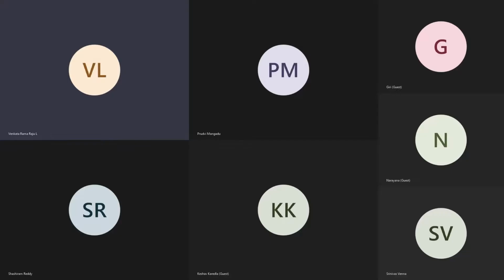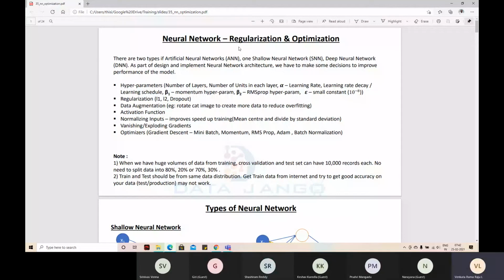Different parameters are there, and what is the importance of those hyperparameters, not the parameters, hyperparameters we need to understand. There are many here: the number of layers, the number of units in each layer, the learning rate decay or learning schedule, the beta 1 momentum hyperparameter, the RMSprop hyperparameter, and epsilon. These are all different parameters, and regularization is also there.